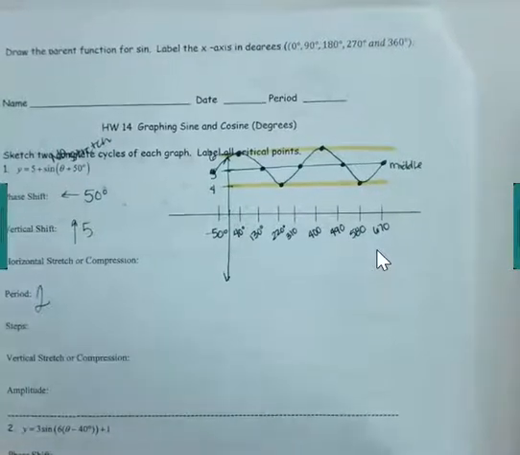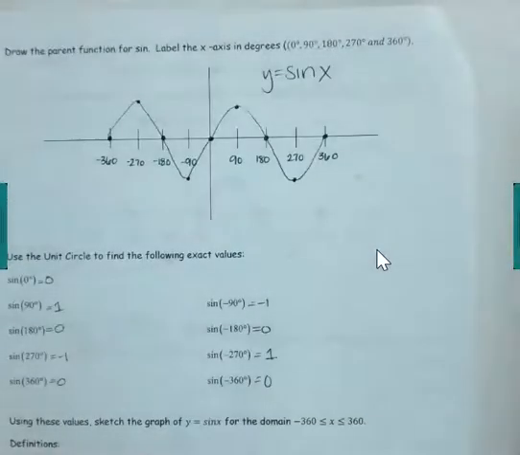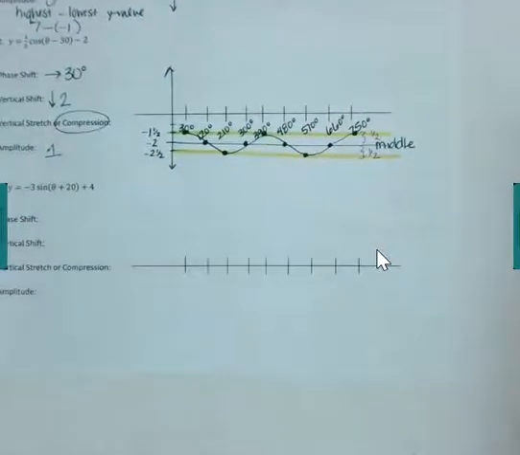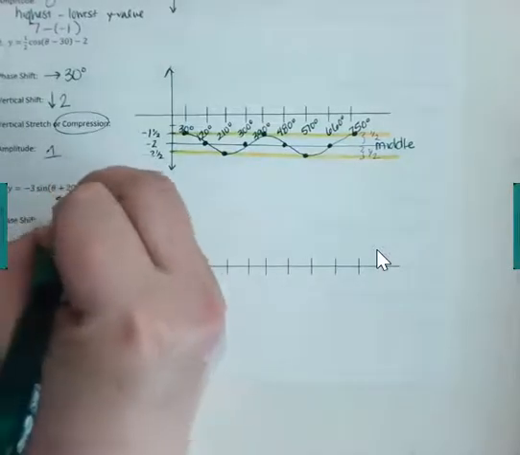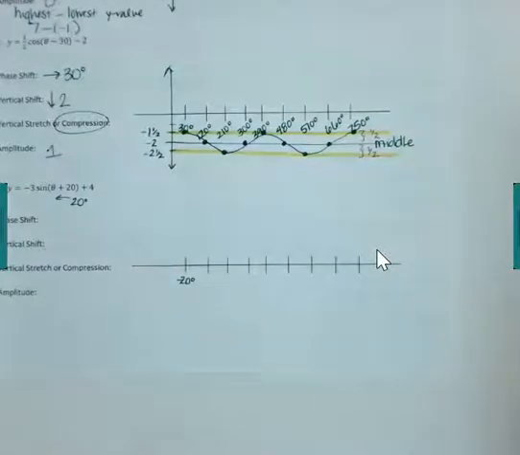Okay, you are not going to finish the homework, but we're going to finish the last problem in your notes. So come back to this last one right here. Okay, which way am I going to shift it? I see a plus 20 degrees in the middle. To the left 20 degrees. Very good. That makes the first dot negative 20.